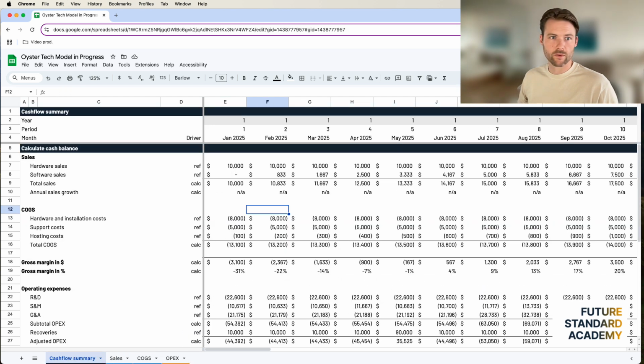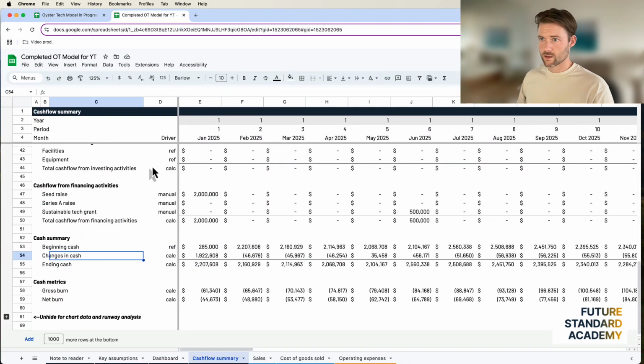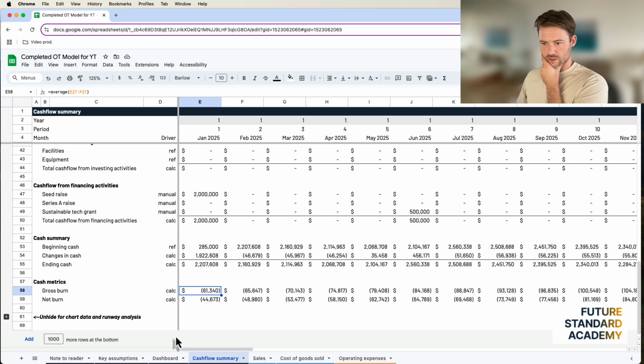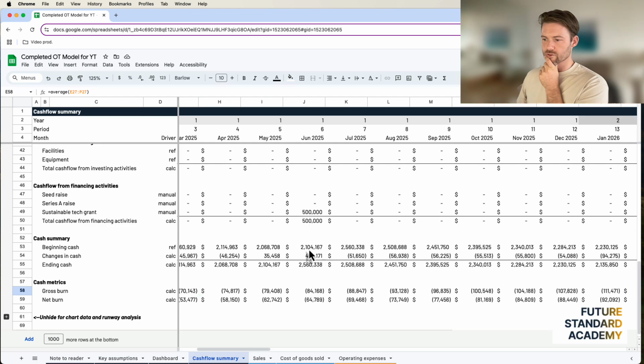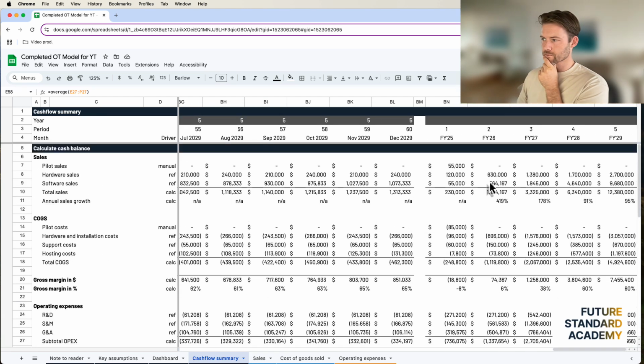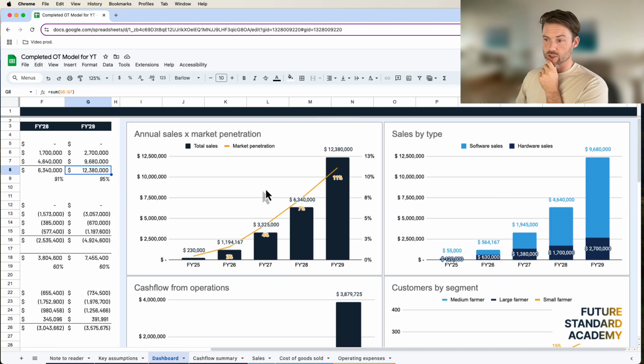Looks pretty good. I'm going to bring my completed model over, show you a couple things. So different model now. I'd have a couple metrics about burn rates. I would then bring all this information from over here. I would then bring it to the dashboard to really highlight the annual information. And what we do is create some charts.